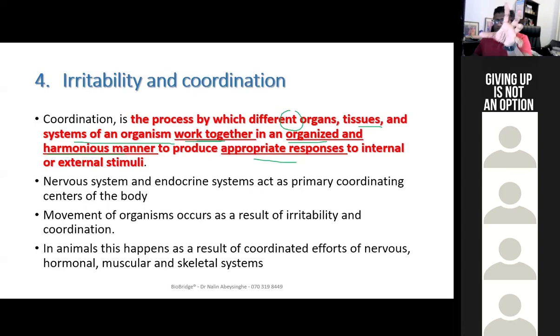Your whole focus is to achieve, like, recover the hostages, release the hostages, save the hostages, right? So to achieve that target, you have to work together. So there should be organization, there should be a harmonious manner, right? The nervous system and endocrine system act as primary coordinating centers of the body. Now, as the team leaders, the nervous system and the endocrine system are the centers of this coordinating activity.